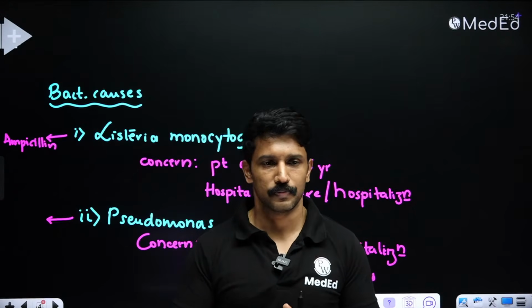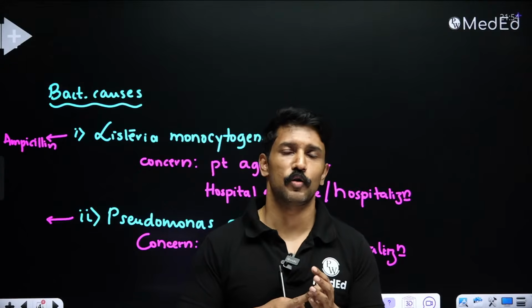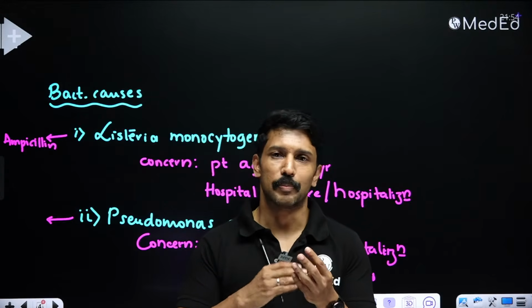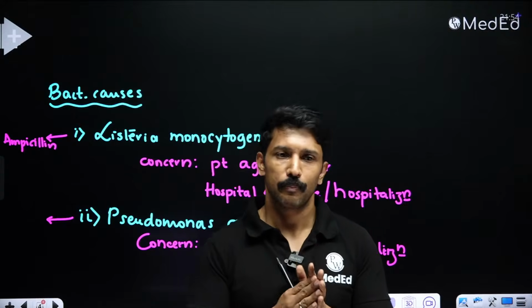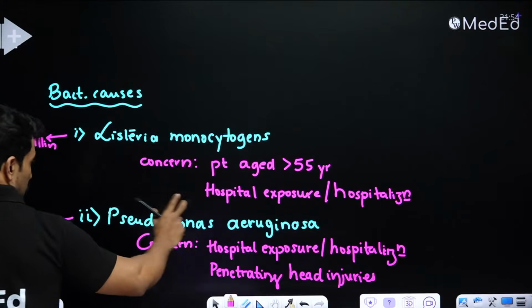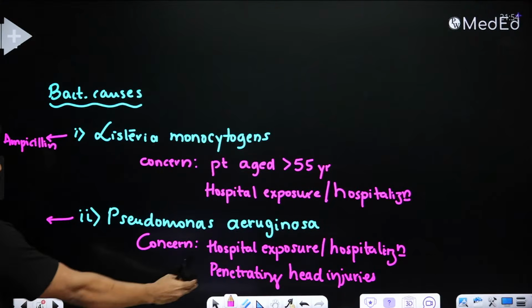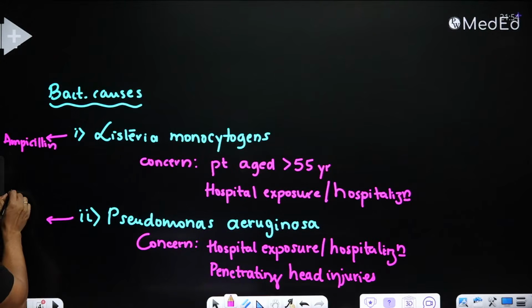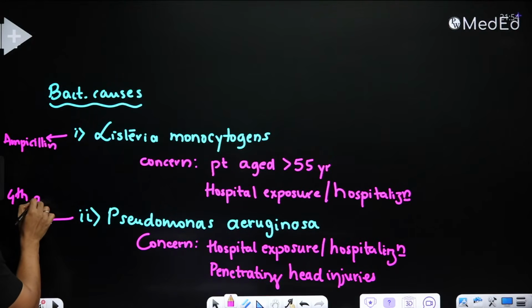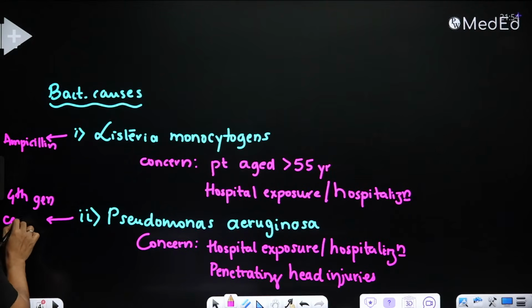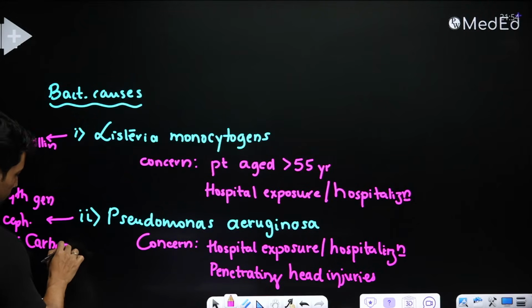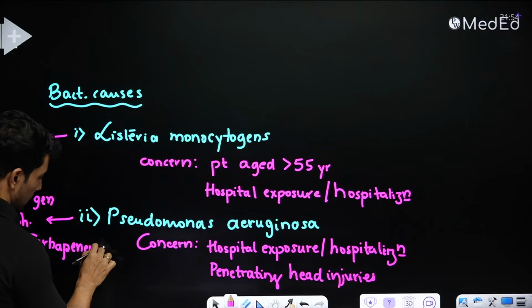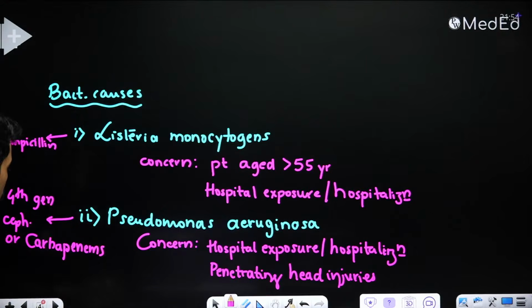What else can I use? Yes, the fourth generation cephalosporins, for example ceftazidime, or carbapenems like meropenem. So if the patient had recent exposure to hospital or penetrating head injury, I might have to use a fourth generation cephalosporin or carbapenems like meropenem. So this is what I need to know.